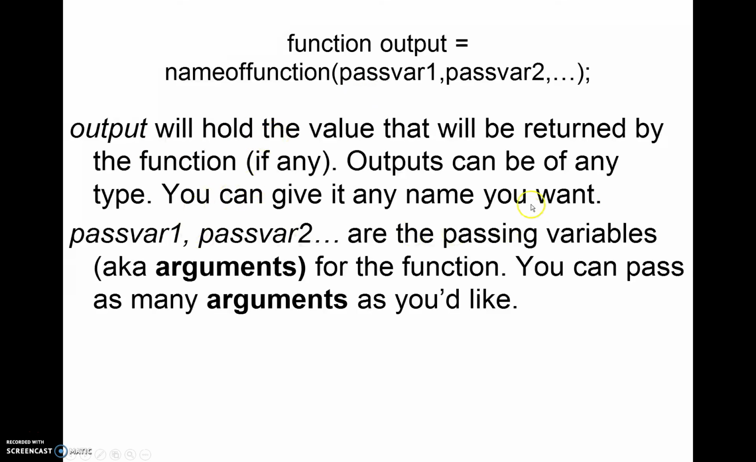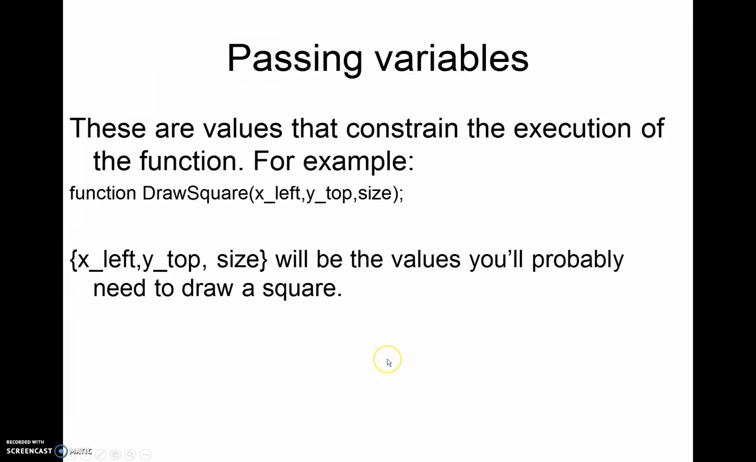They can be any type. You can give it any name you want as an output. The two pass variables are arguments of the function. You can pass as many arguments as you like into a function. These are values. Passing variables are values that constrain the execution of a function.